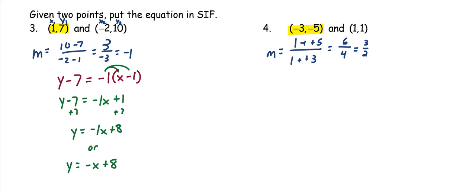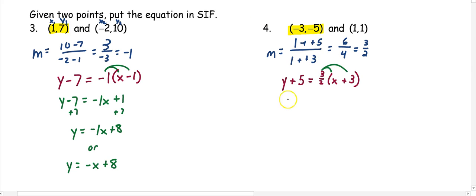And when I write my equation in point slope form, I have y plus 5 equals 3 over 2 x plus 3. So now to distribute, I'm going to distribute this slope. So when I distribute the slope of 3 over 2, I get y plus 5 equals 3 over 2x plus 9 over 2.